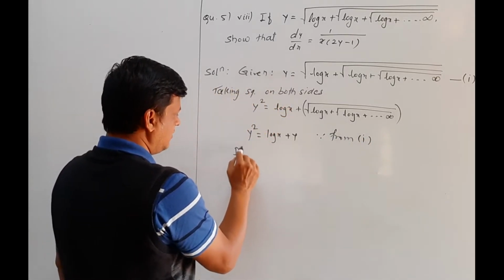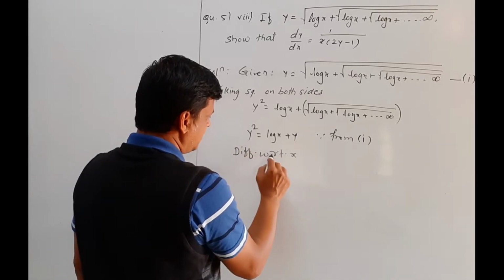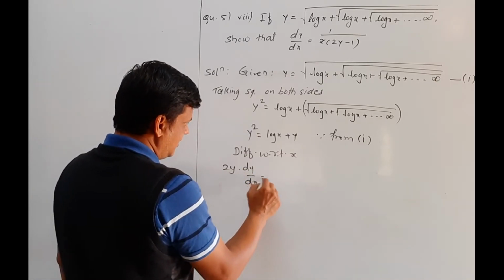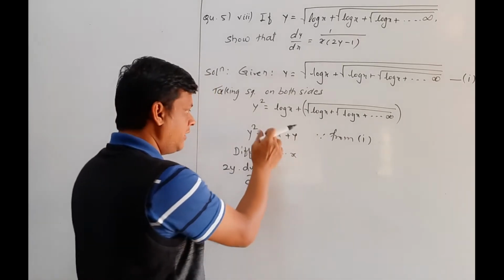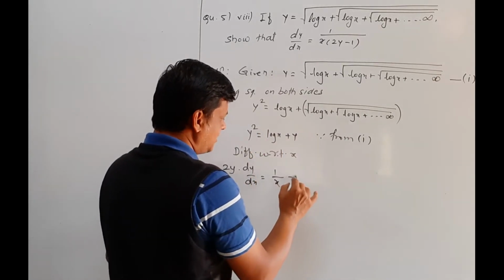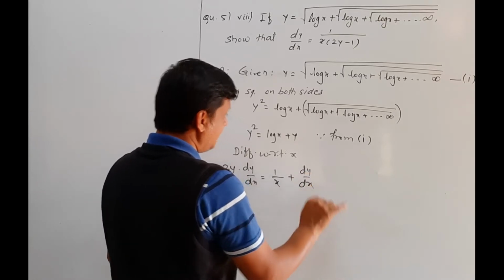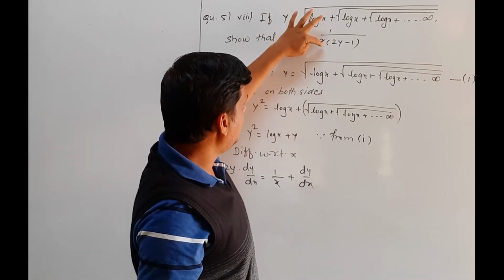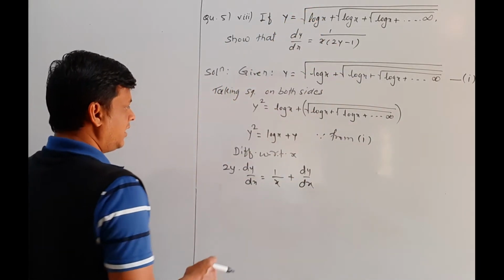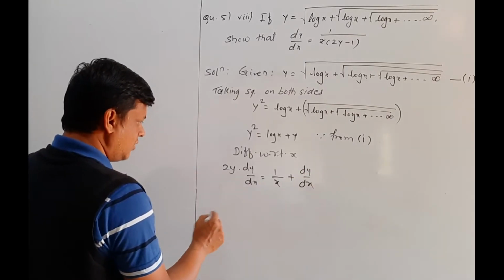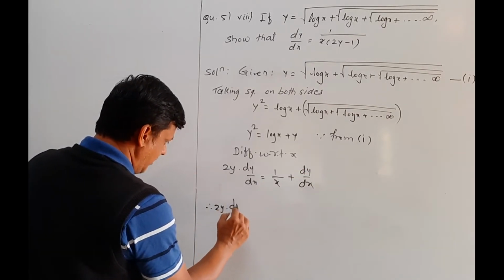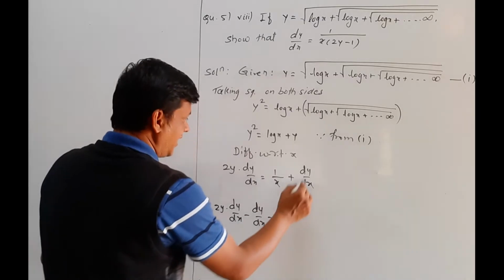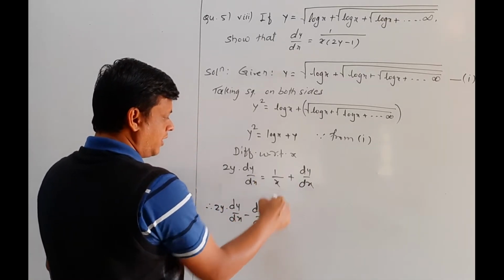Now differentiate with respect to x. Derivative of y square with respect to x is 2y into dy by dx. We have to apply the addition rule here. So the derivative of the first term, that is log x, is 1 by x, and the derivative of y is dy by dx. What we require here is dy by dx equals to 1 upon x into 2y minus 1. So we transfer this dy by dx to the left hand side. So write 2y into dy by dx minus dy by dx is equal to 1 by x, keeping 1 by x as it is.